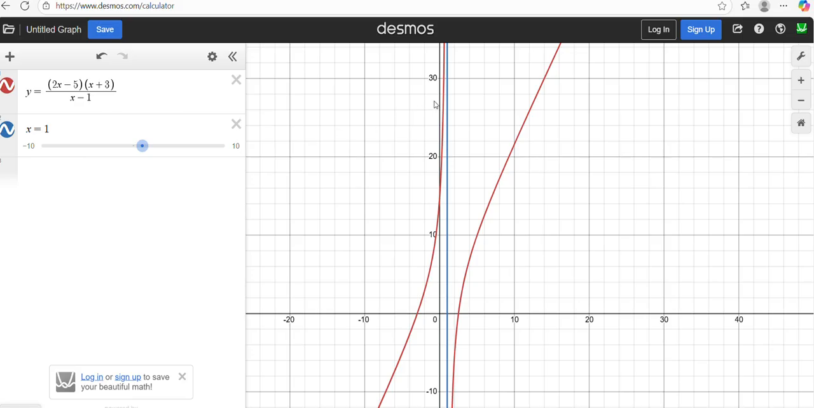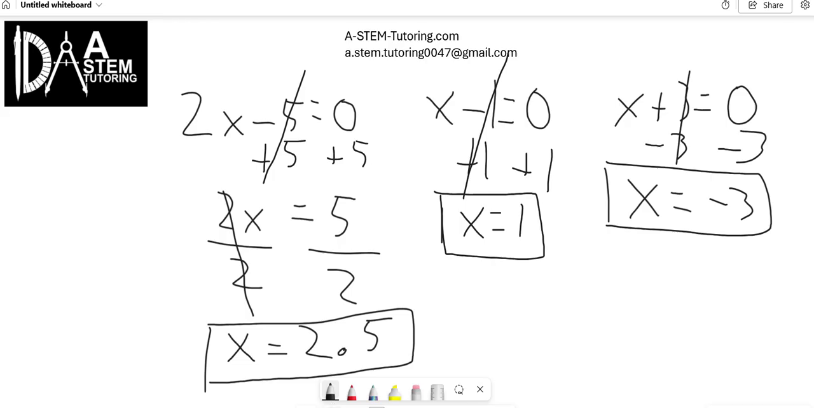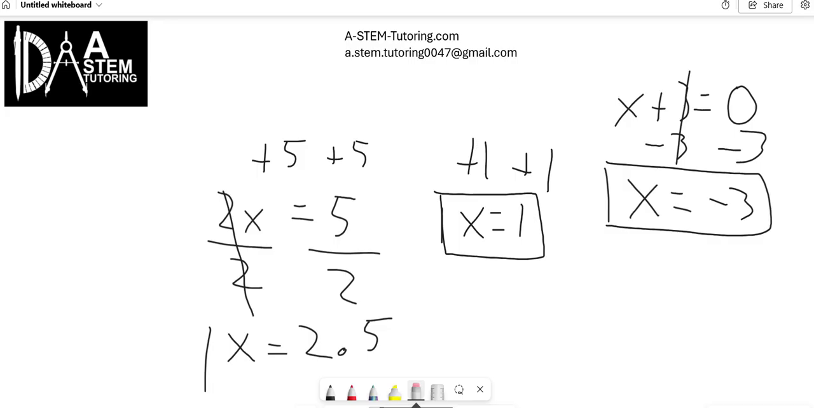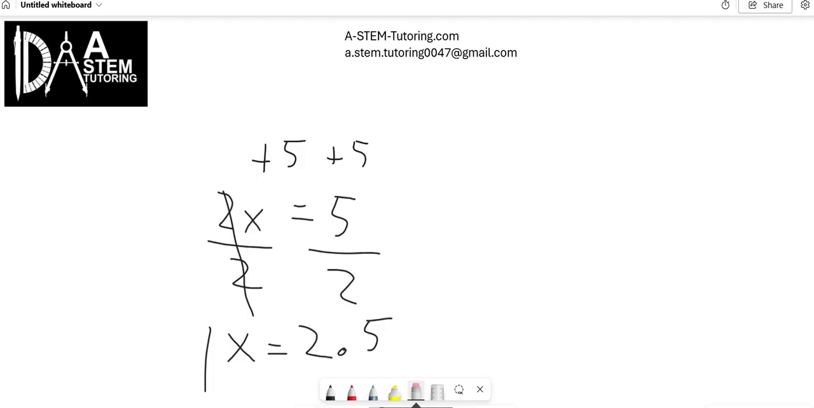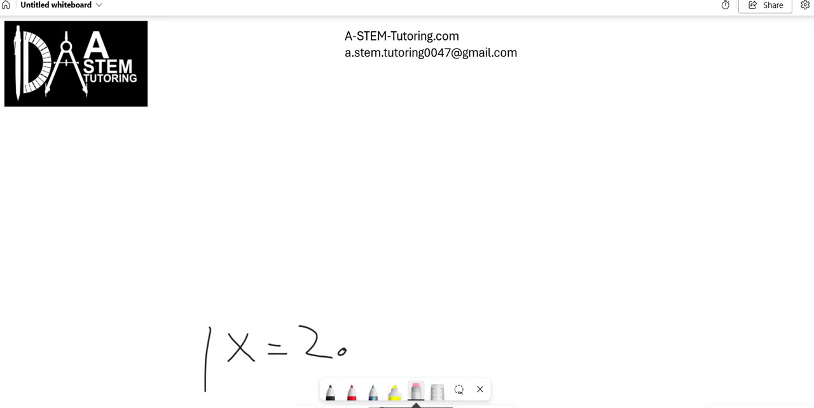But that doesn't tell the full story. There is also a slant asymptote. How can we solve for the slant asymptote? So let's erase some of this, so we have room to work. And how would we solve for the slant asymptote? We can use polynomial division to evaluate the original function and take the limit as x approaches infinity.